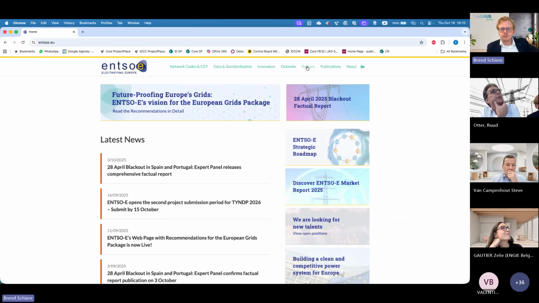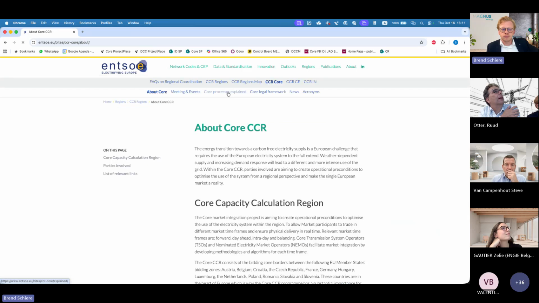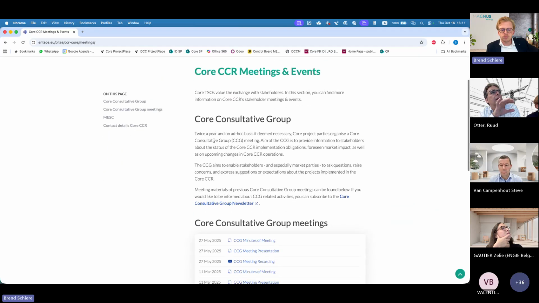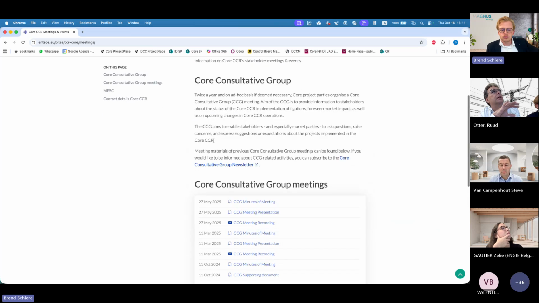If you go to the ENTSO-E website and go to regions, you can go to CCR Core. On this page, on the last line on top, you see different categories. There is general information about Core, who is in there, what it means. Then meetings and events: there you can find all the material from the Core consultative groups, also from the past, also recordings.